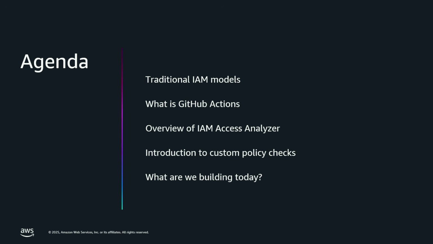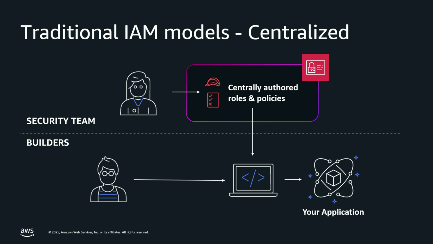So what we're going to cover: traditional IAM models, and I'll explain what I mean by that in a second. We're going to give everyone a quick overview of GitHub Actions, but last time we ran this, which was yesterday, most people seem to already know what that was. Show of hands, who's using or used GitHub Actions? Yeah, okay, it's pretty similar to what we got yesterday, which is good. Then a quick overview of IAM Access Analyzer, which is going to form the basis of the practical part of what we're doing today and really help solve the problem that we're trying to solve. A quick introduction to custom policy checks, which is a feature of Access Analyzer, and then we're going to get into the building part of it.